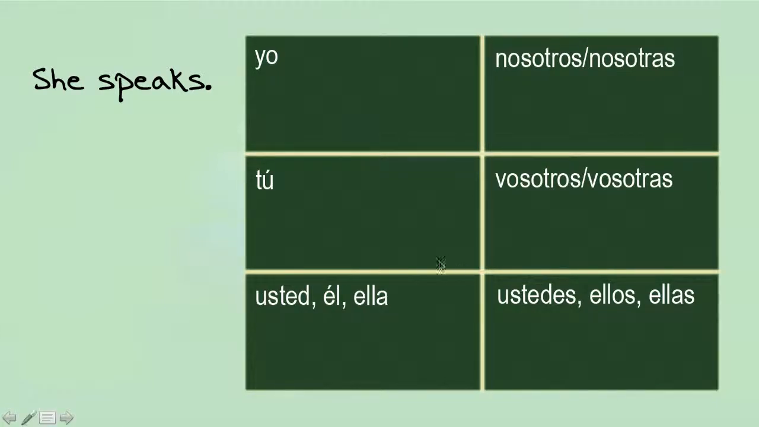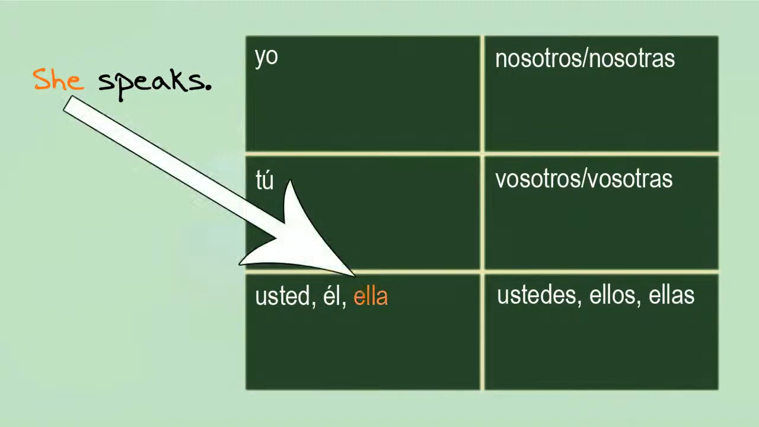In order to distinguish who is speaking, I have to put my subject pronoun in front of the verb, just like in English. So if I wanted to say she speaks, I would have to find the equivalent for she in my chart over here, which is ella. And in Spanish, I would say ella habla.